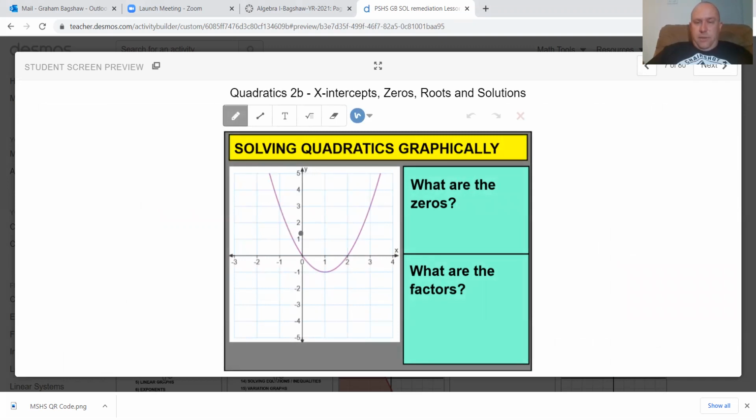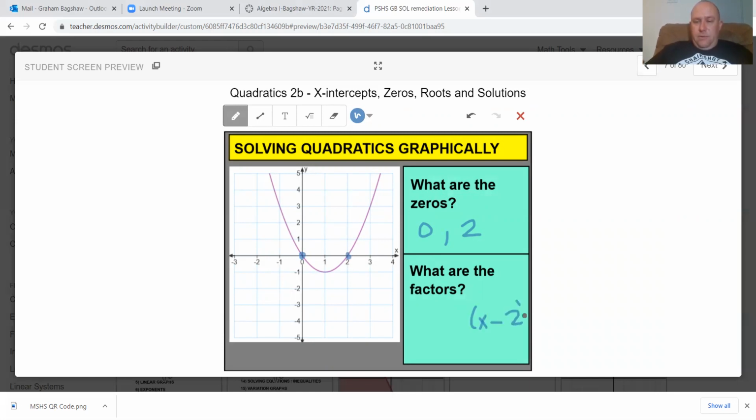So sometimes they'll actually give us a picture and ask for that information. So I put at the top all those terms: x-intercept, zeros, roots, and solutions. So when it says, what are the zeros, what I'm really looking for is, what are the x-intercepts? So for this one, 0 and 2. If it asks us for factors, remember we're just doing the opposite. So instead of +2, you would do -2.